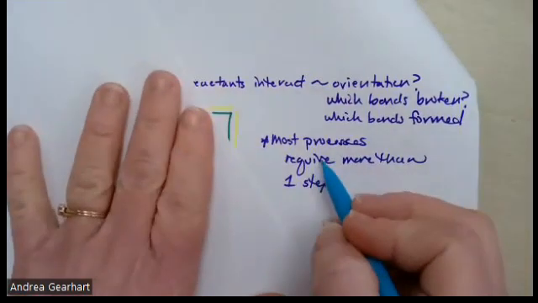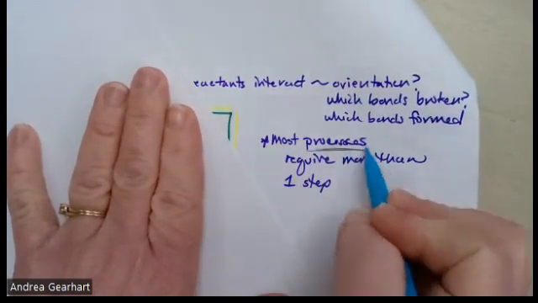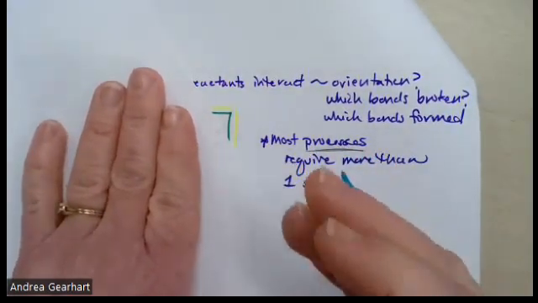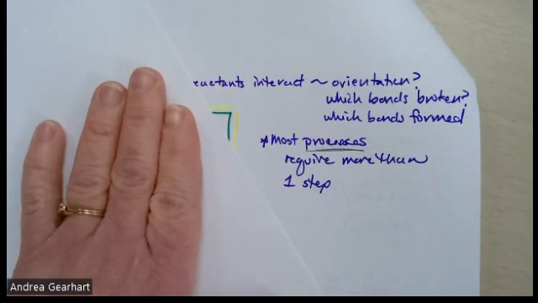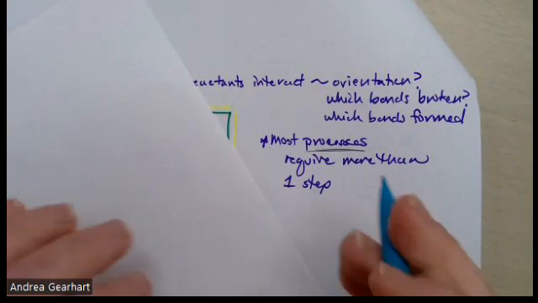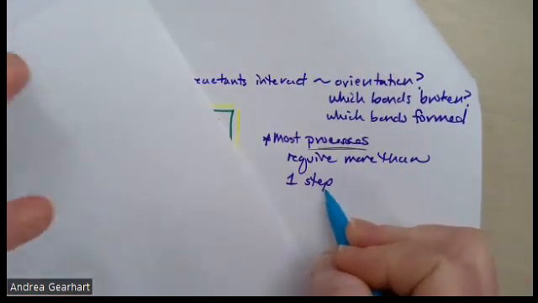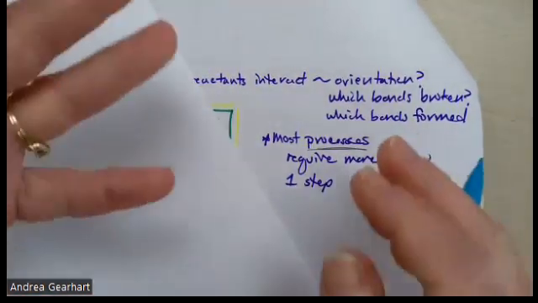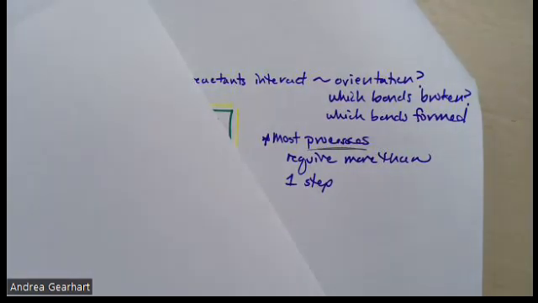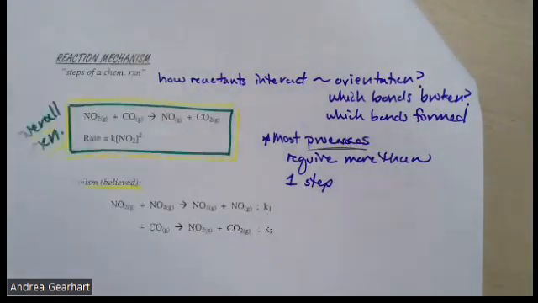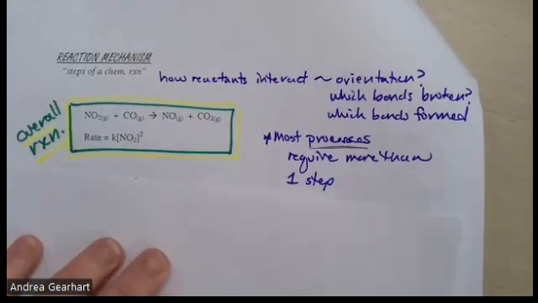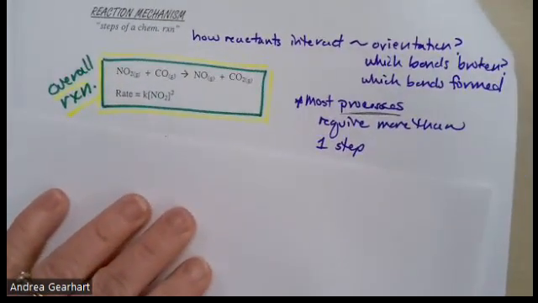And just a reminder, most processes, even if we imagine making a peanut butter and jelly sandwich, getting dressed in the morning, taking a shower, require more than one step. The same goes for chemical reactions. So let's look at an example. This is our example reaction.